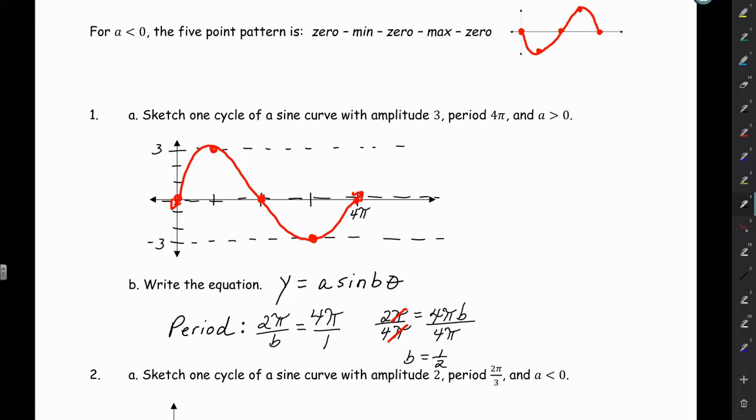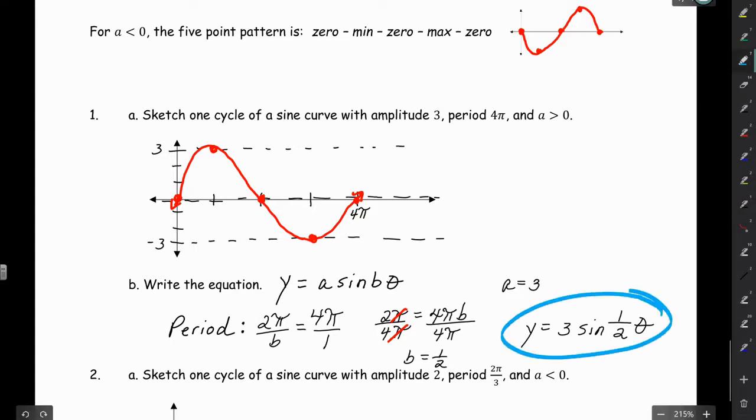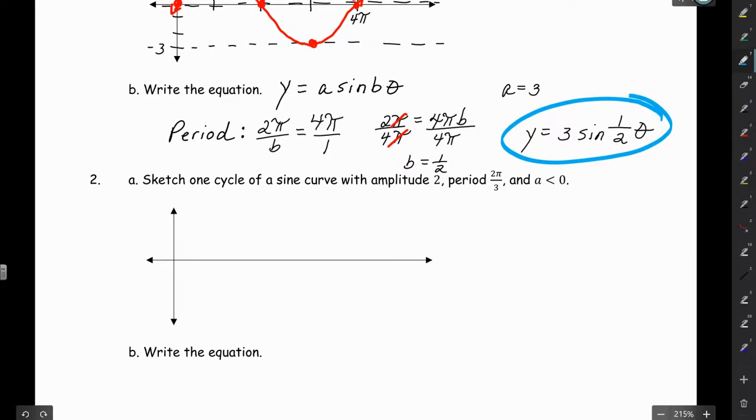And we know that the value of a is the amplitude, which is 3. So let's make a note that a is equal to 3 because the value that they told us for amplitude is 3. Okay, we're all ready to write our equation. So y equals 3 sine 1/2 theta. Write theta or x, whatever makes you happy. All right, I would suggest trying number 2 on your own and come back when you're ready.